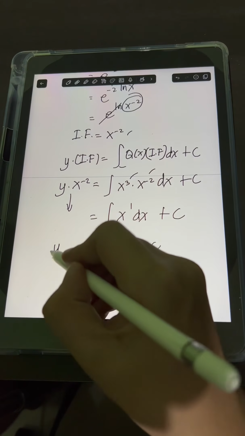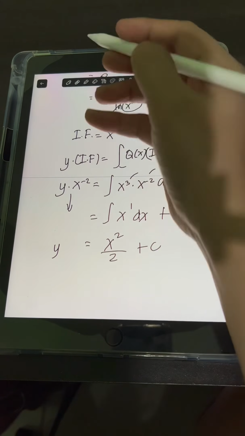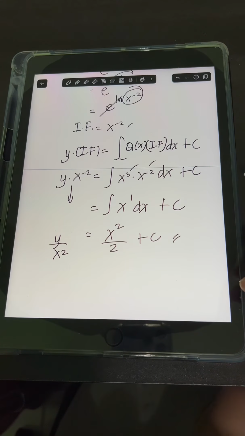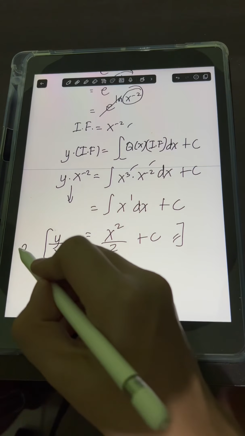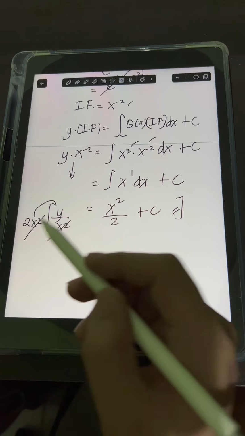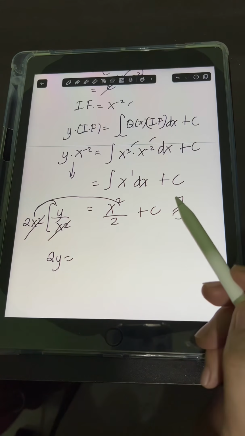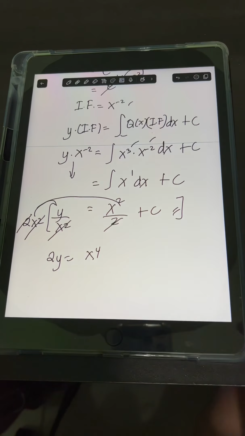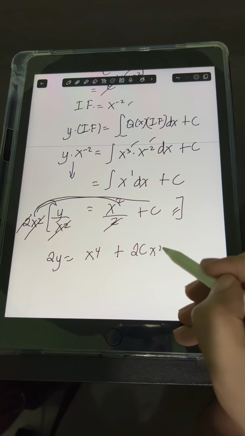Bringing down this y·x⁻², or actually, if we transform to a positive exponent, it's equal to y over x². So this can be the answer, or if we remove the denominators, I can multiply both sides by the LCD, 2x². So 2x² times y over x², canceling out this x², we are left with 2y. Then 2x² times x²/2, so cancel out the 2. We will have x² times x², or x⁴. Then plus 2x² times c, that's 2c x².